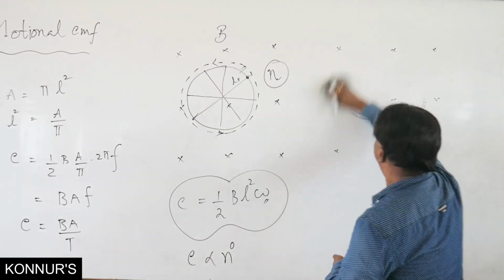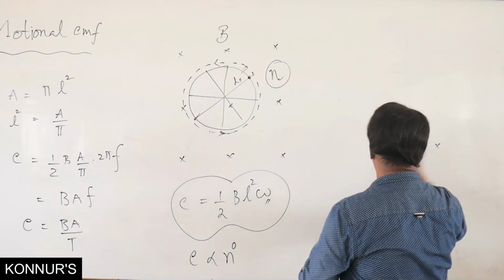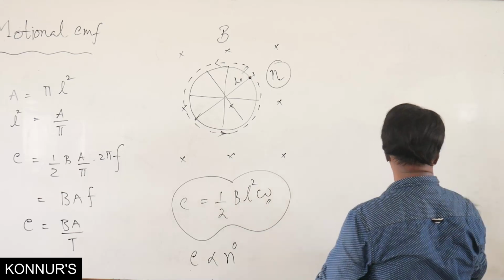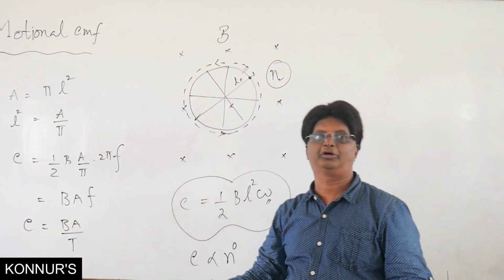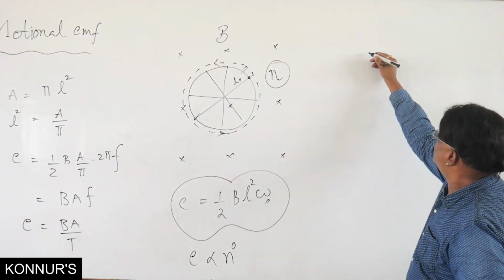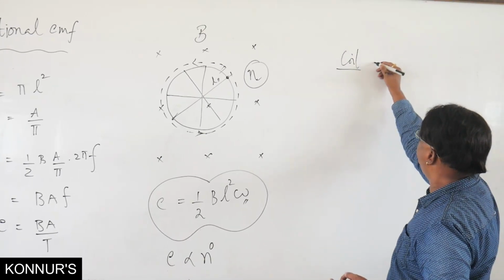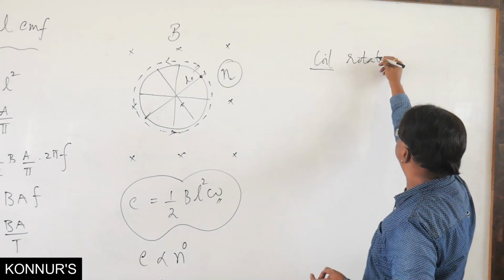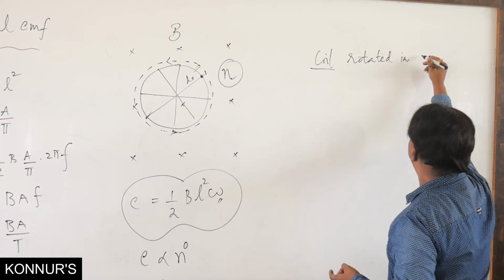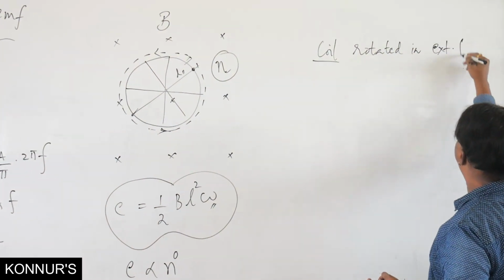Now as a last but not least topic, which is very popular and becomes the basis for our next chapter: a coil rotated in an external uniform magnetic field.